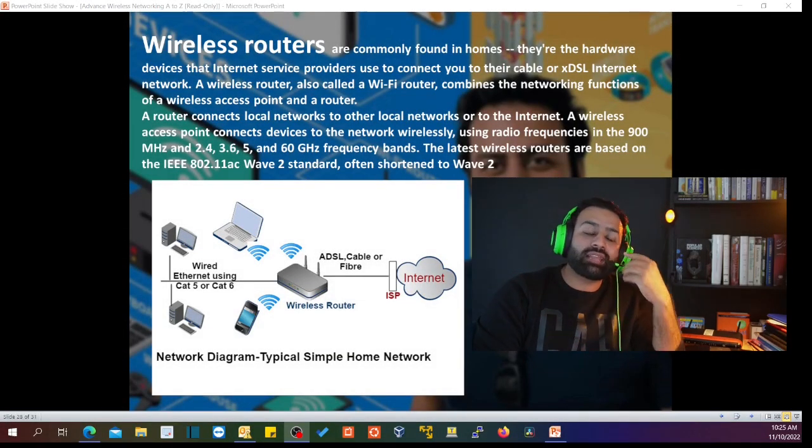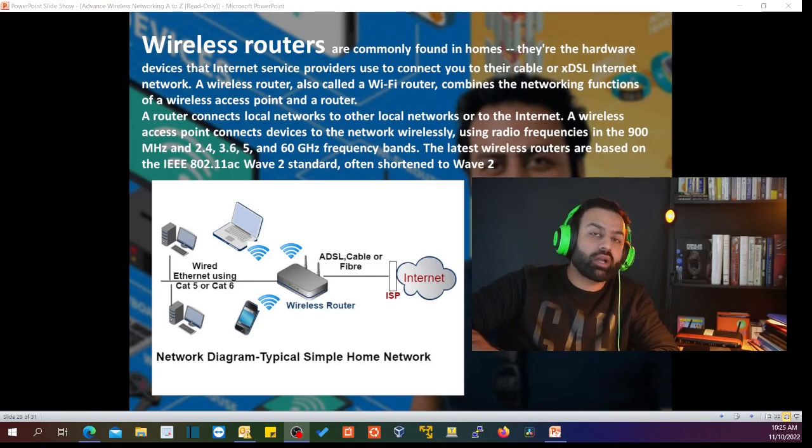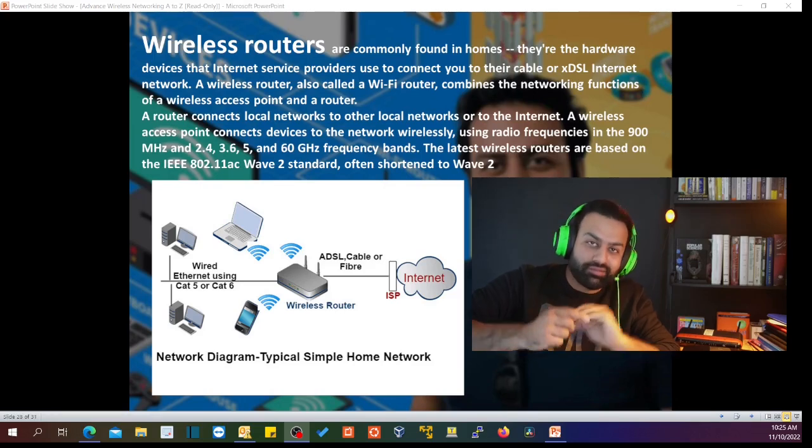Welcome to another lecture. In this lecture we're going to discuss what a wireless router is, what the purpose of a wireless router is, and why we are using a wireless router.